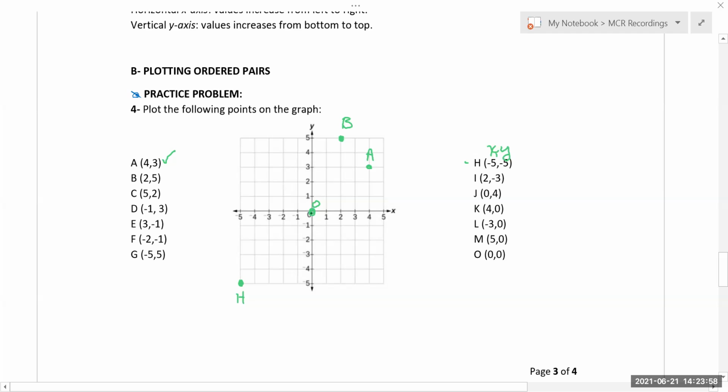So for J, I'm going 0, 4. For K, I'm going 4 and not going up at all. So this J is my y-intercept. This K is an x-intercept. But so is L, M, and N, because all of these fall on the x-axis. They don't go anywhere with the up or down. So all of these are x-intercepts. And then this guy is the origin.